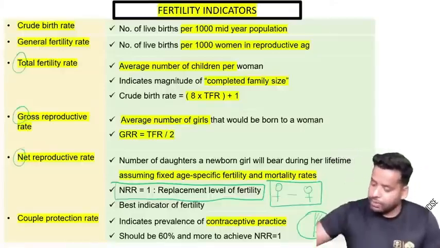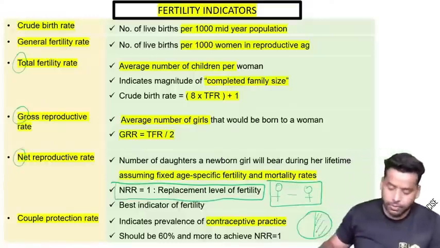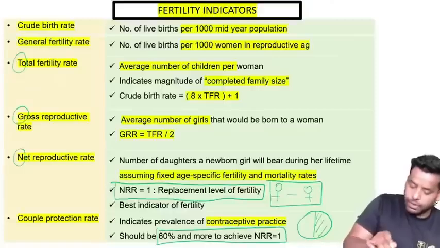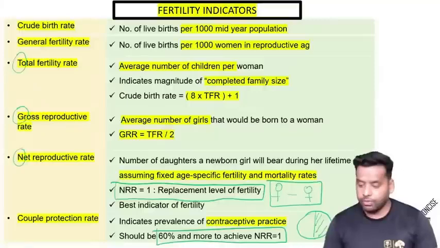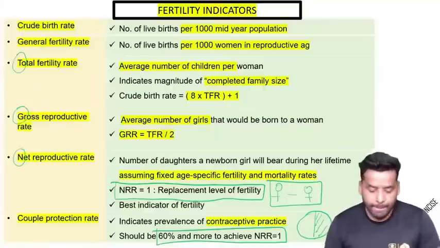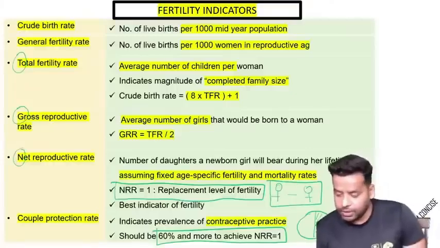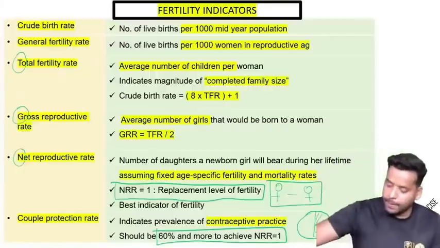Prevalence of contraceptive practice, CPR, couple protection rate should be how much? This was one question. To achieve a net reproductive rate of 1, to achieve NRR of 1, it should be 60% and above. Good.